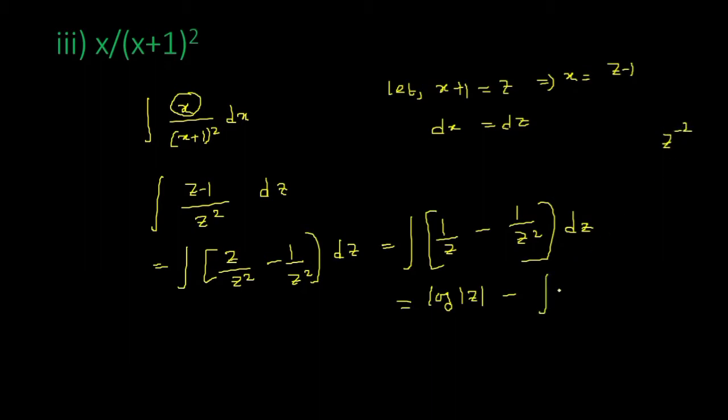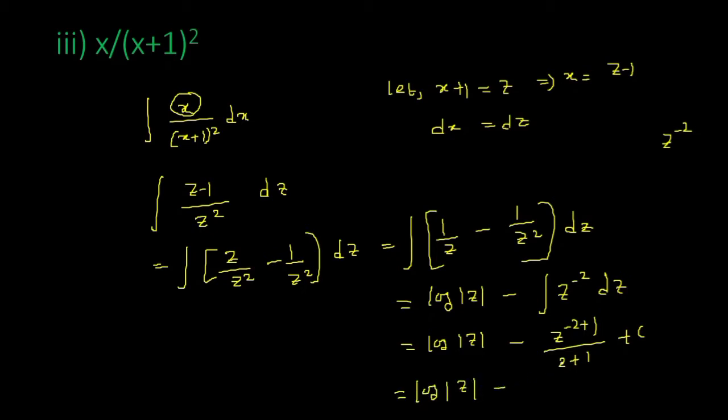So here integration of z to the power minus 2 dz can be written using the formula z to the power minus 2 plus 1 by minus 2 plus 1, plus c. So that will become log of mod z minus 1 by minus 2 plus 1, that will be minus 1 by minus 1 into z to the power minus 1 plus c.